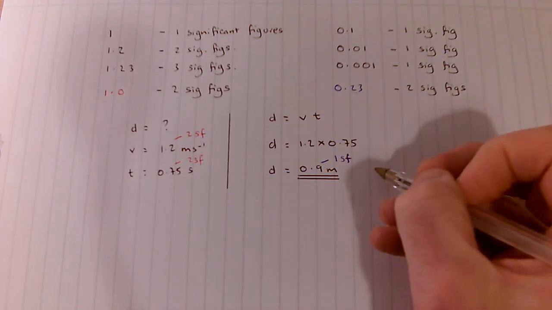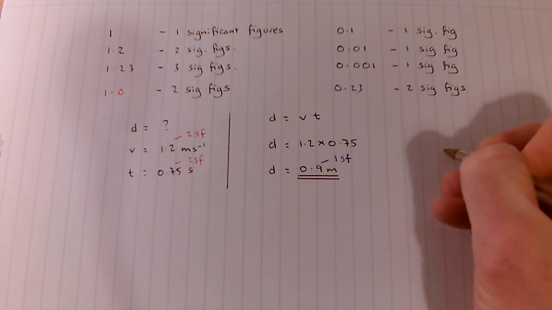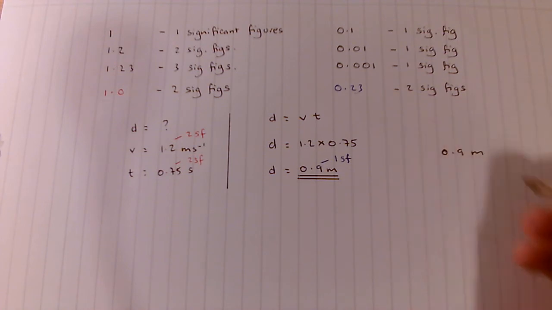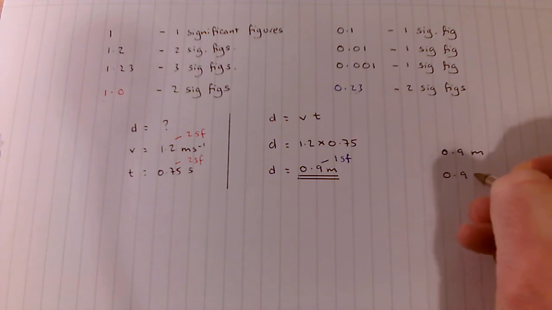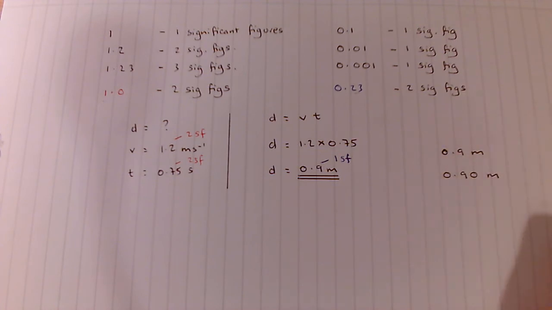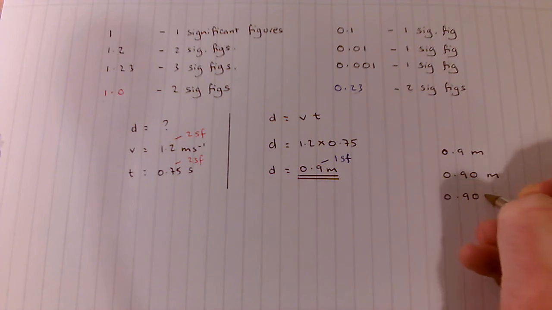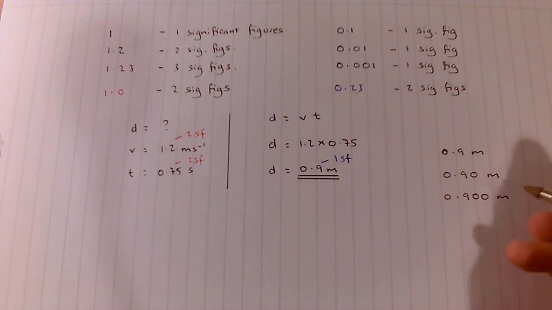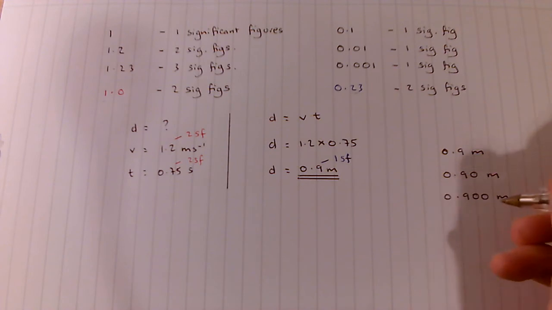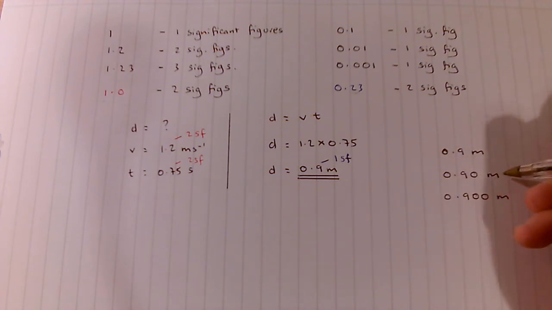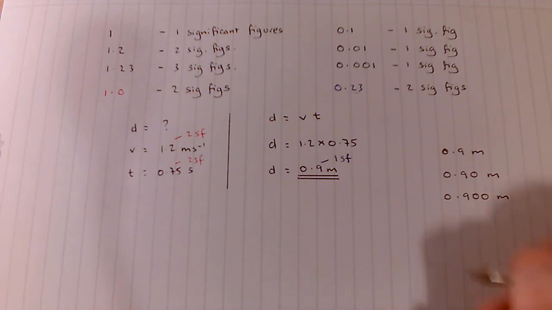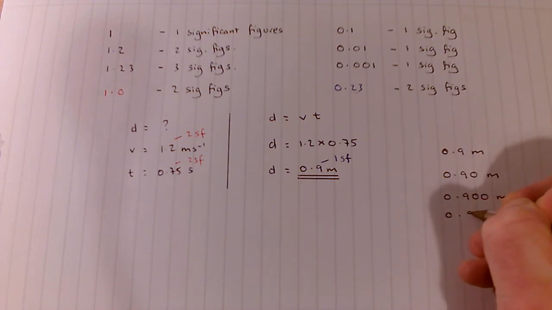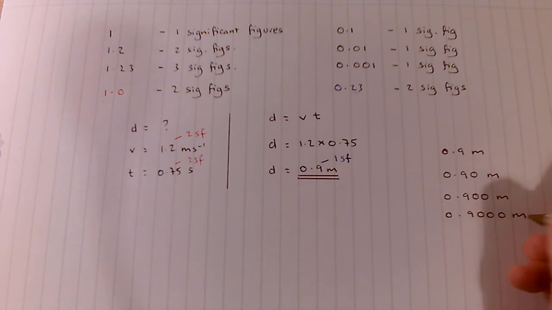So if I were to express my answer as 0.9 meters or 0.90 meters or 0.900 meters, then these would be acceptable. Or even, I could actually express this one 0.9000 meters. Now let's look at why this is.